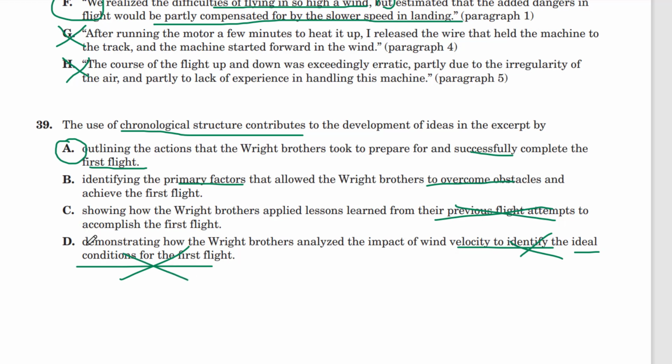And remember, all correct chronology answers must identify some progression over time and indicate why that progression is important. What does it do? It helps build to the first successful flight, or what is the progression doing? Why is it chronologically structured?